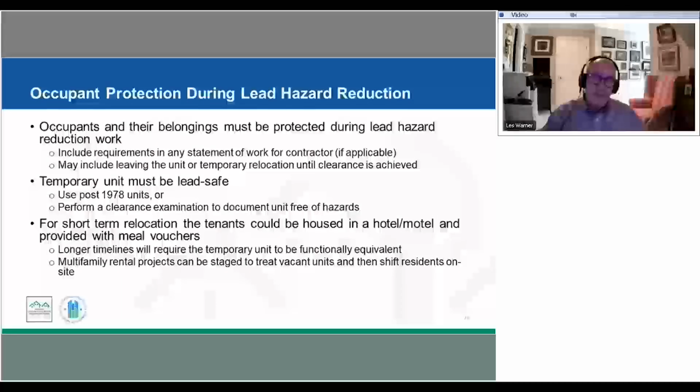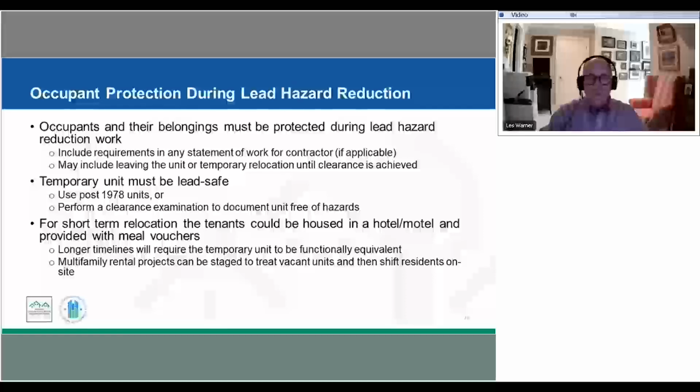So in some cases, we may need to move them to a temporary unit. That unit needs to be lead safe. So either it needs to be a post-1978 unit, or we would have to create an evaluation of that temporary unit to make sure it was going to be lead safe. And then before we'll allow them to reoccupy their original unit, we're going to have to do our clearance exam to make sure that it's free of hazards.